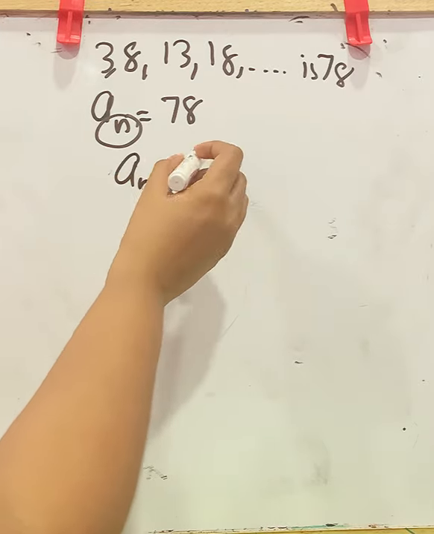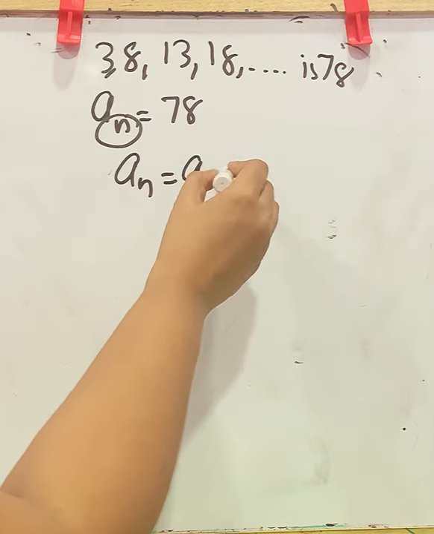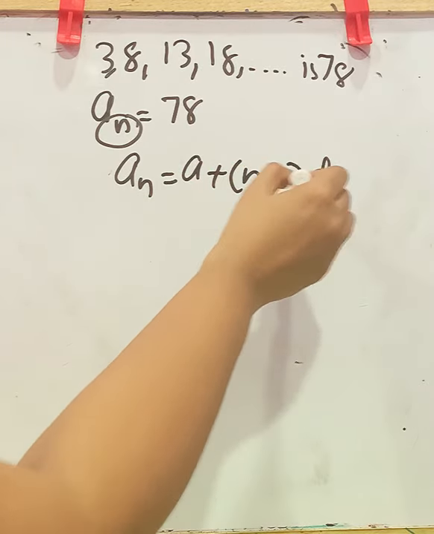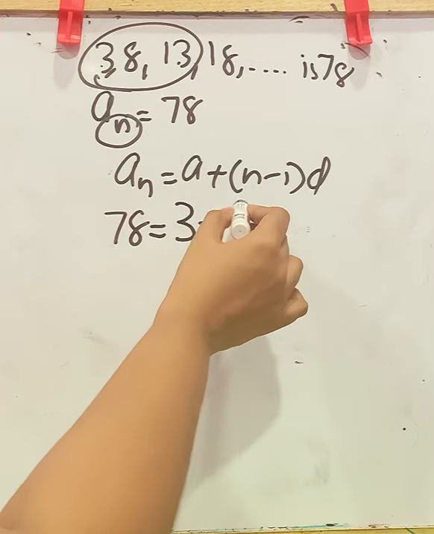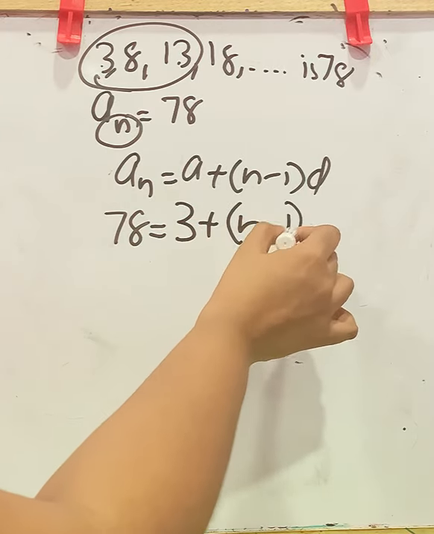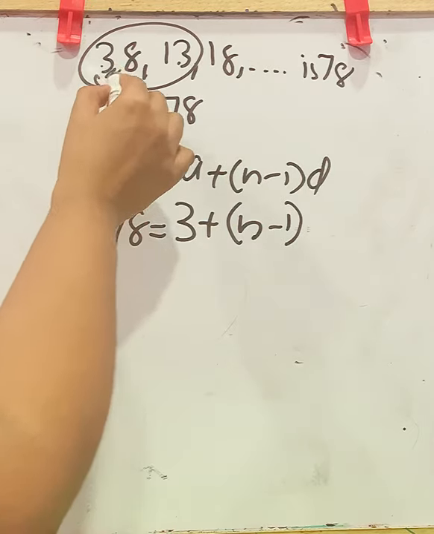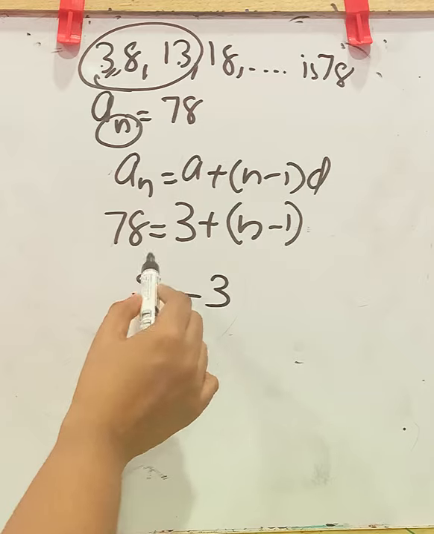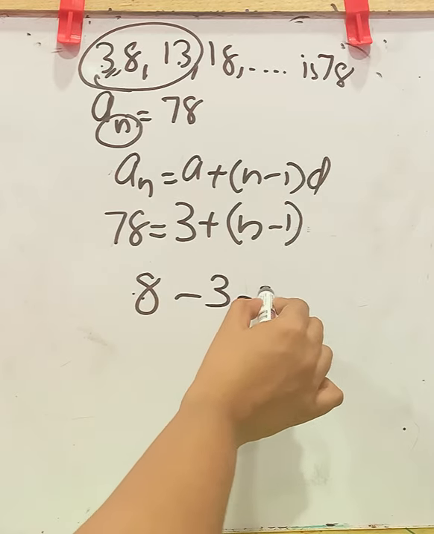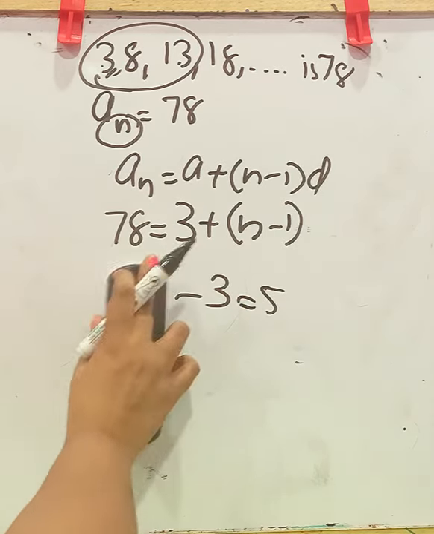An equals a plus n minus 1 into d. An is given, 78 equals a, which is here 3, plus n, we don't know, n minus 1 into d. To find d, subtract the preceding number from the succeeding number. 8 minus 3 is 5. So d is here 5.